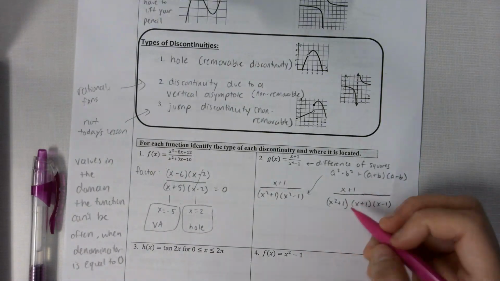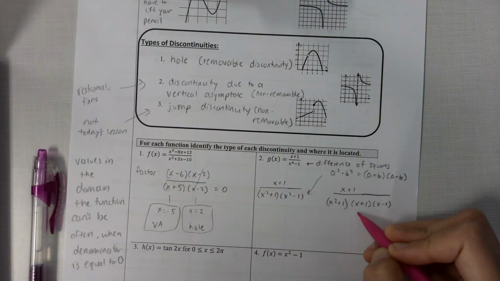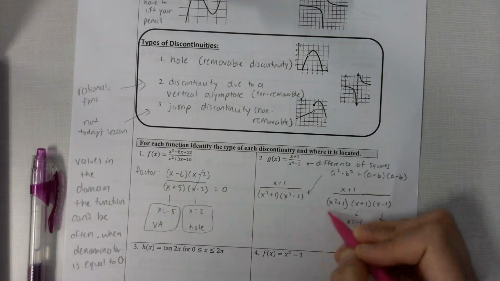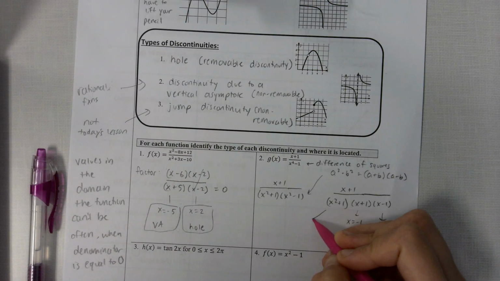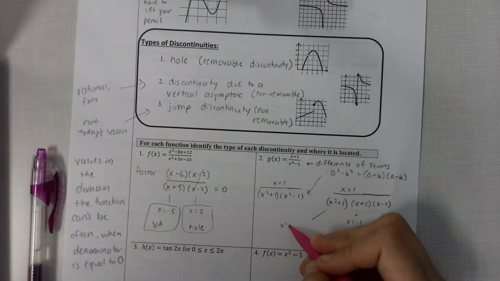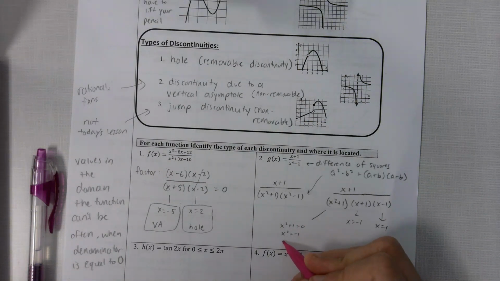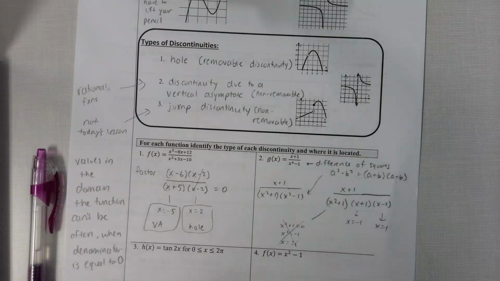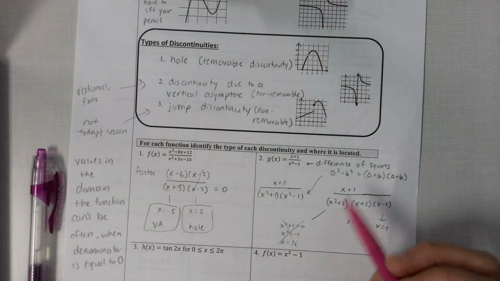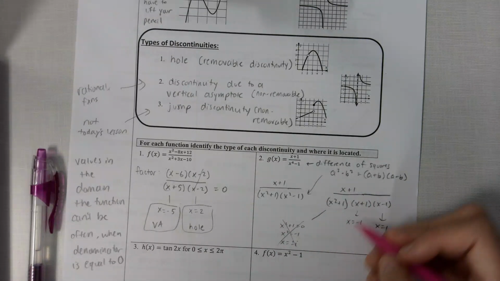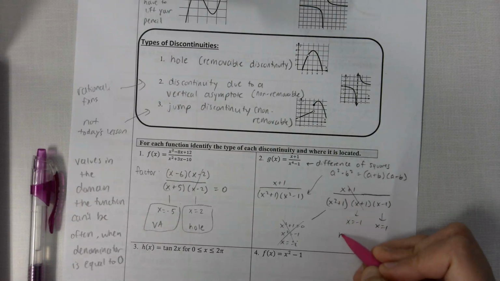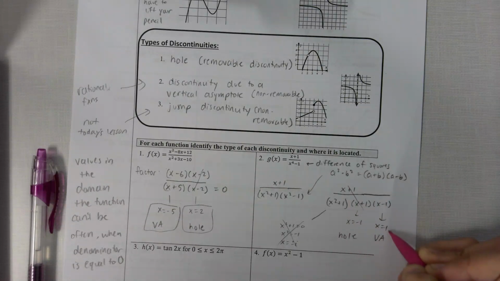Okay, so we can see here if we set these all equal to 0, we have x equals negative 1, x equals 1, and then this one, if we set it equal to 0, we'd have x squared plus 1 equals 0, x squared equals negative 1. And that's an imaginary number. We don't use imaginary numbers right now, so we don't have to think about a discontinuity there. So if we look here, this one crosses off, so this is a hole, and this one is a vertical asymptote.